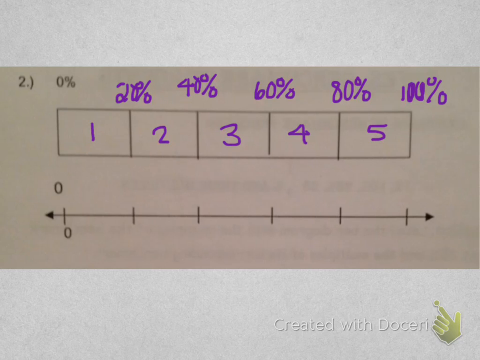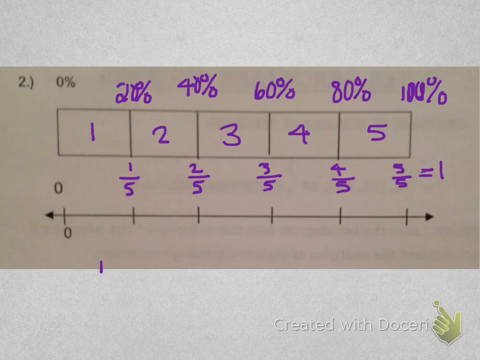Then again, we have 0 for our fraction. If we have one part, we have one part out of 5 total, 2 parts out of 5, 3 parts out of 5, 4 parts out of 5, and 5 parts out of 5, which equals 1, because 5 divided by 5 is 1. Okay, so going to our decimal.